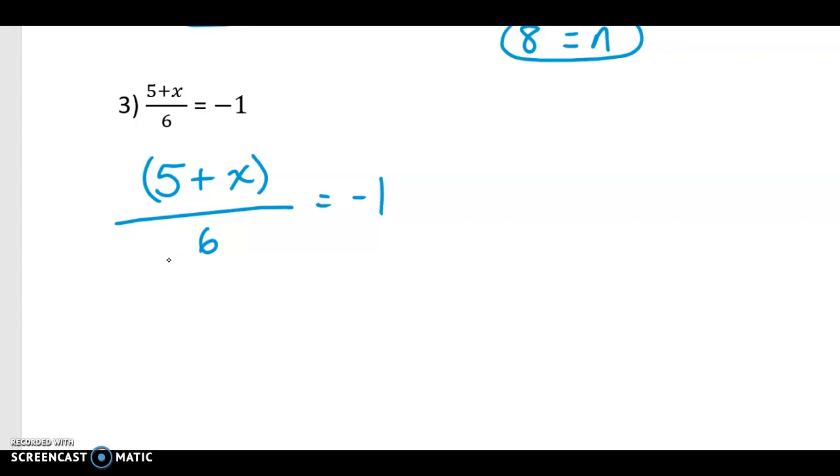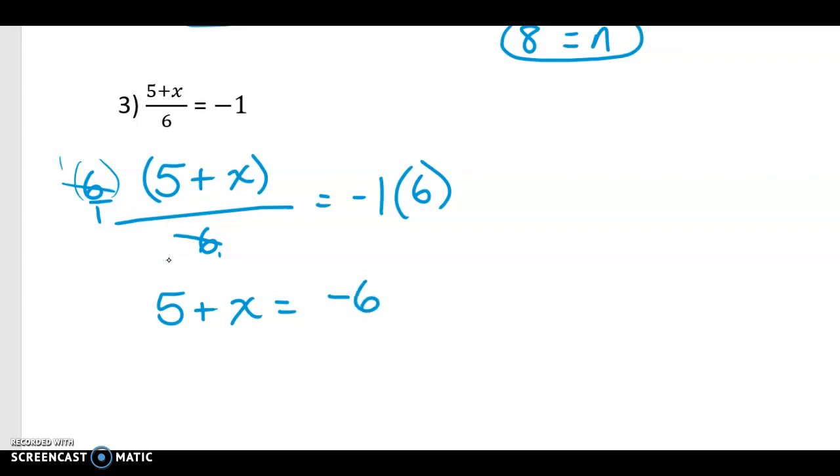We're going to take care of this 6 first. It kind of breaks our rule of undoing the addition and subtraction first. We're going to multiply each side by 6, because this is really like 6 over 1, and these cancel out, making them both 1s. So we're just left with 5 plus x equals -1 times 6 is a -6. And then we have just a simple one-step equation. So let's subtract 5 from both sides. I end up with x equals -11.